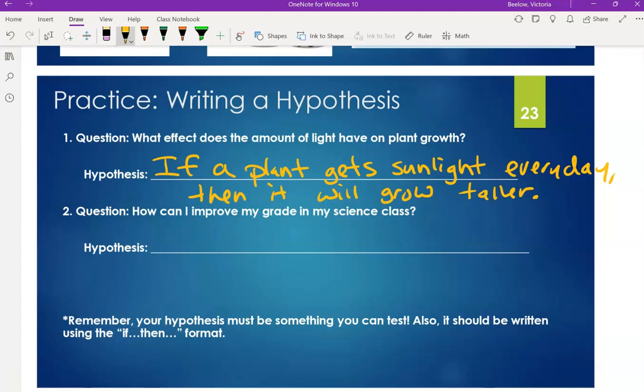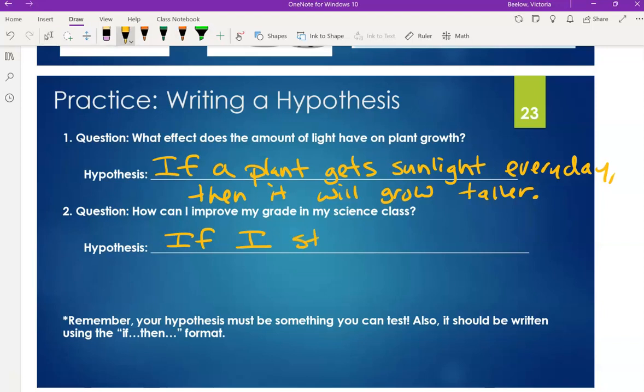So how can I improve my grade in my science class? So there's a lot of ways that you can answer this. I mean, there's a million ways we talked about in class today. And you want to be very specific. You don't want to say study more. Okay, what do you mean study more? If I do my homework, okay, well, all of your homework. So you want to be as specific as possible.